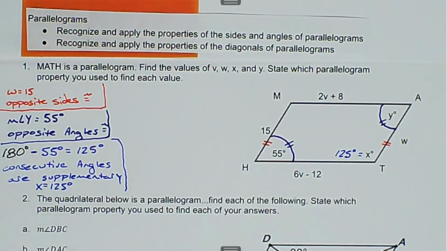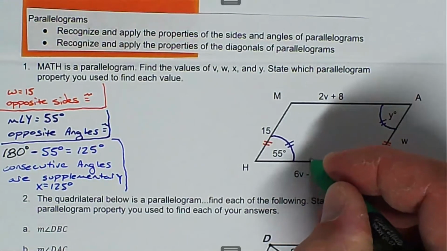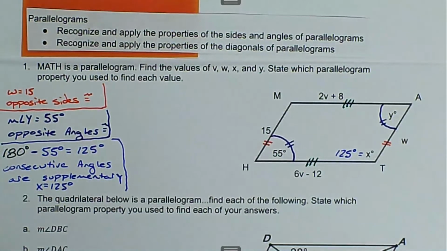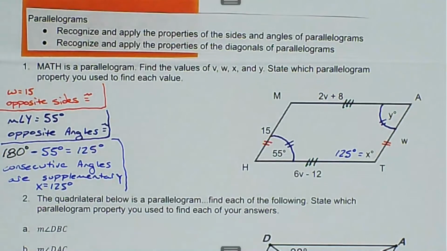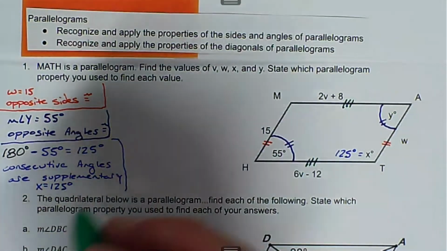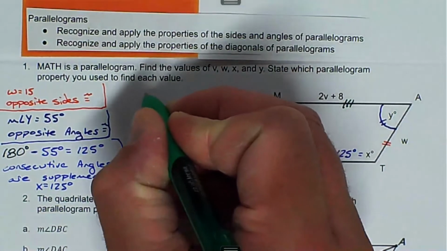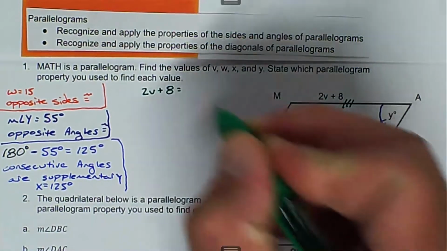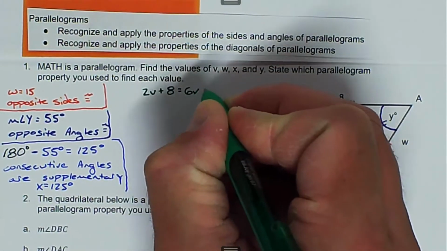The next one that we have is V, and this is the same idea. Opposite sides are congruent. So we'll put 3 marks here and 3 marks here. If opposite sides are congruent, we can set this up where we can say 2V plus 8 is equal to 6V minus 12.